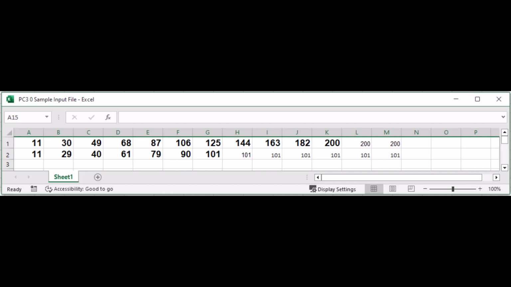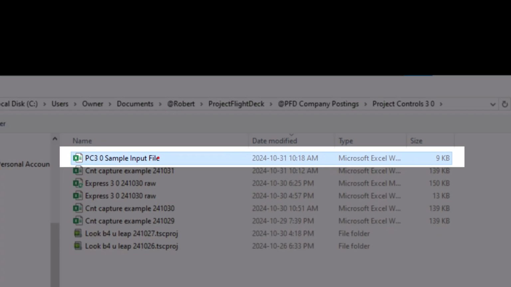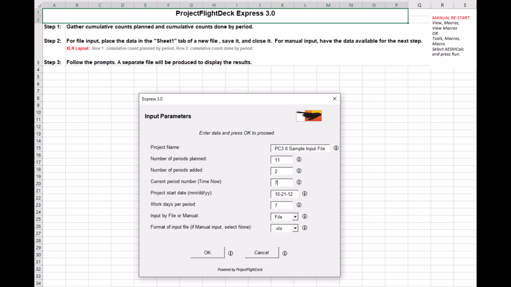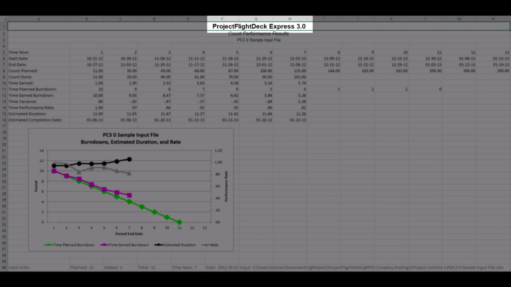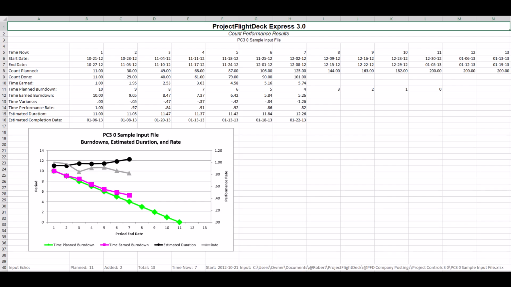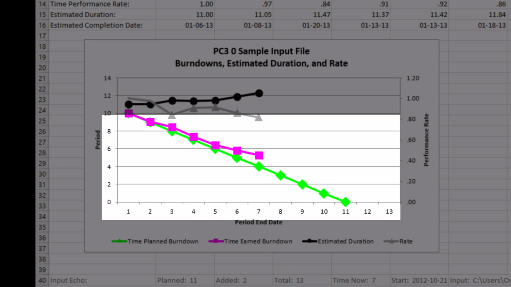Put the numbers into a file, select the file, set parameters for a run, and Express 3.0 produces the metrics. Charts and tables drive decision making. Take the time burn down chart, for example.